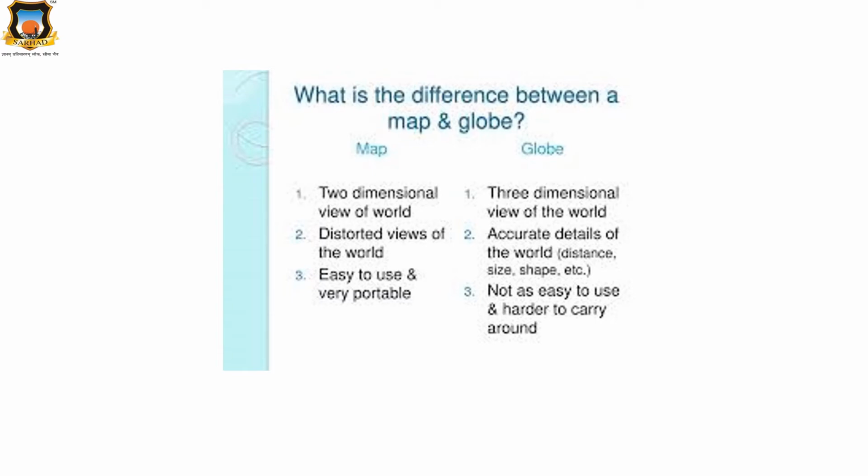We cannot get the globe of only the continents, of only a country, of only a district, or of only a state. On the globe, we can see only the world. We can see distance, size, shape, etc.